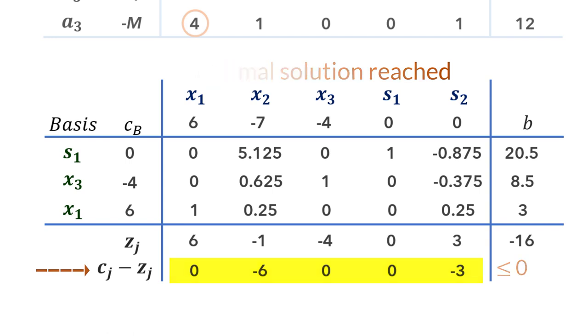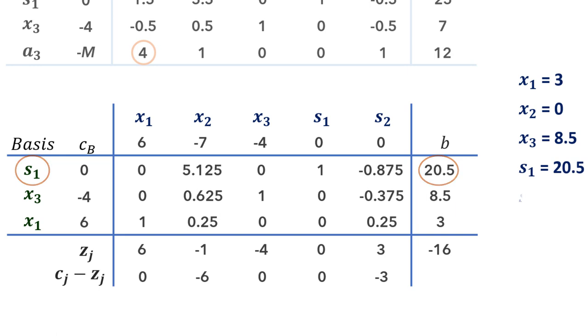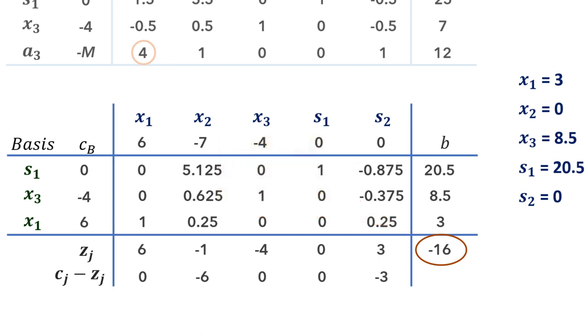So we have an optimal solution given by x1 equals 3, x2 equals 0 since it is non-basic, x3 equals 8.5, s1 equals 20.5, and s2 equals 0 because it is non-basic as well. The objective function value for the maximization problem here appears as negative 16. But since this is a minimization problem, we multiply it by negative 1, and that will give an optimal objective function value of positive 16.